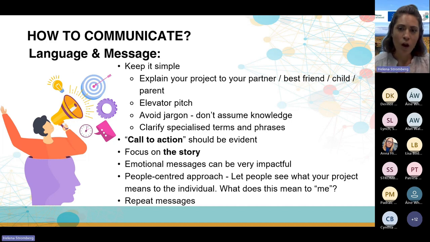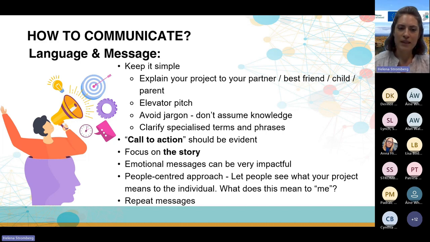Focus on the story that your project has. Each individual one has a very unique story and has a very good message to say. So what does your project mean for the average person? Help describe that story and make that connection to an individual.